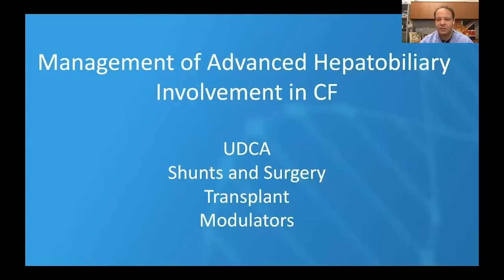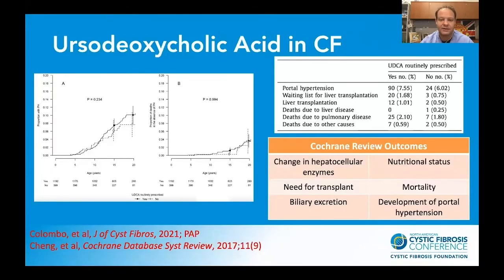So with that being said, we'll get into the meat of this for the last half of the talk, which is really talking about the management, specifically focusing on Actigall or ursodeoxycholic acid, shunts and surgical procedures, transplant, and then the effect of our modulator therapies. I believe any talk really has to start with ursodeoxycholic acid. There are lots of patients who I see that get transferred to me or come for second opinion. They've been started on Actigall. There are plenty of centers that, as soon as transaminase levels increase, they get started on Actigall.